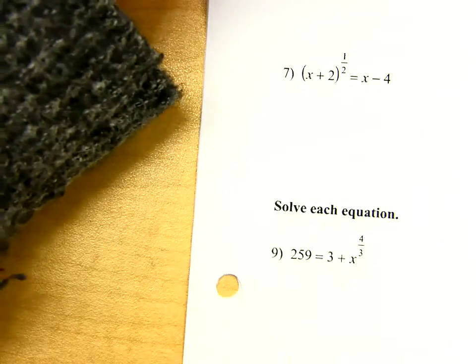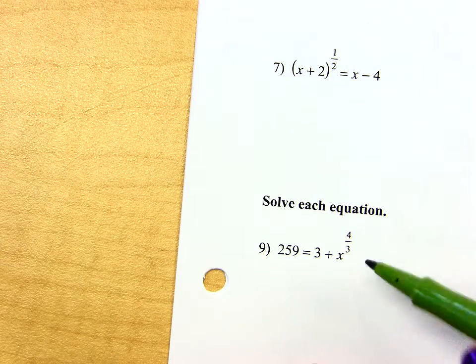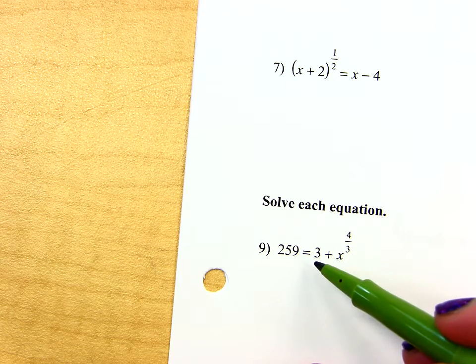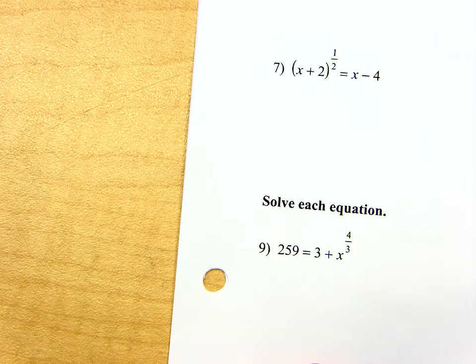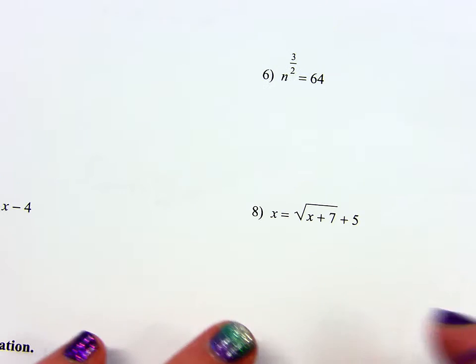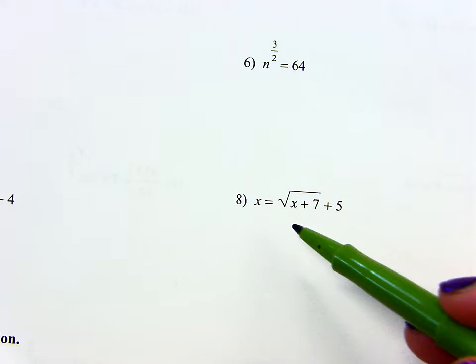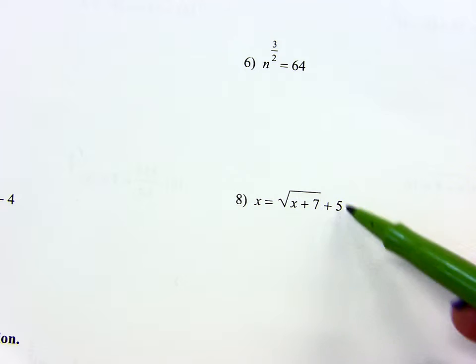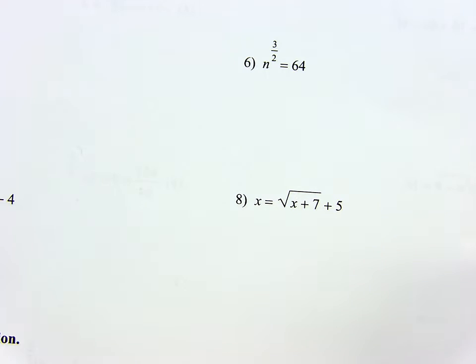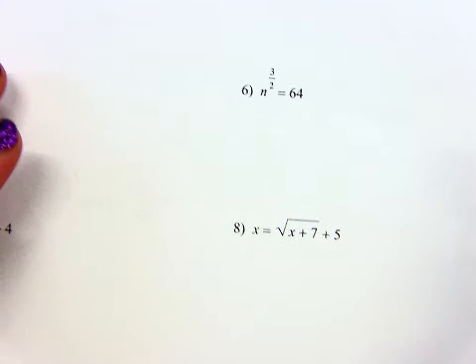Okay, so if I just sneak down to number 9 real quick, see how the thing being raised to an exponent, the x, is not by itself. I also have this 3 here. So step 1 would be to minus 3 from both sides. Similarly, if I look back at number 8, the radical is not by itself. There's this plus 5 over here. So the first thing I would do is minus 5 to the other side. So the radical or the thing being raised to the exponent has to be by itself on one side of the equation.